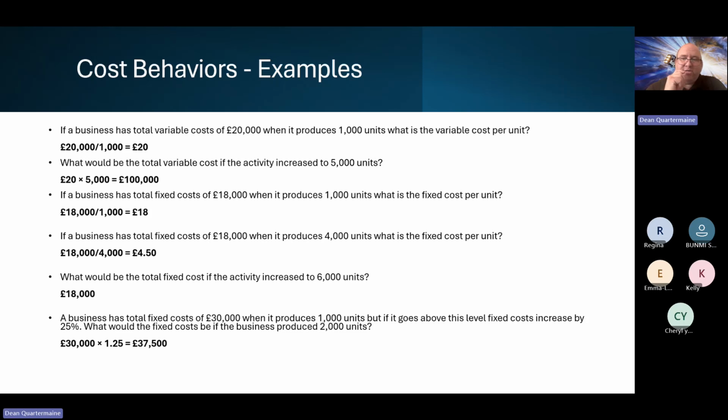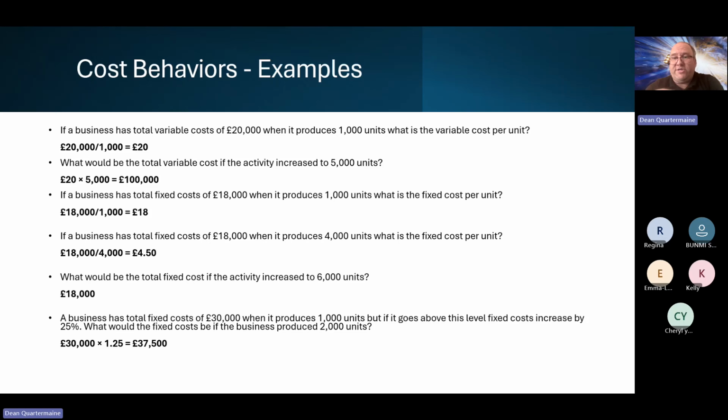Well, same again, you're just going to take total fixed cost divided by activity, 1,000 units, to get the fixed cost per unit. In this case, 18,000 divided by 1,000, £18. If a business had total fixed cost of £18,000 when it produced 4,000 units, what's the fixed cost per unit? Same piece of maths, 18,000, but this time divided by 4,000 units, £4.50. And then the trick question: what would be the total fixed cost if activity increased to 6,000 units?